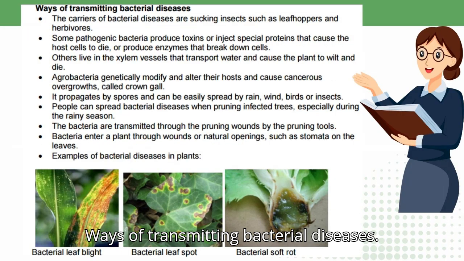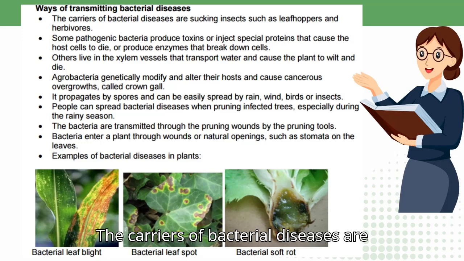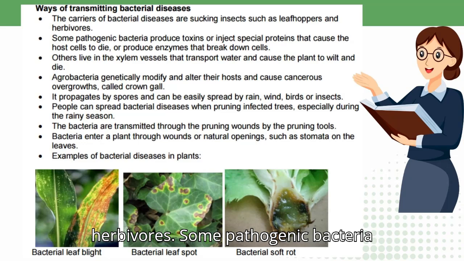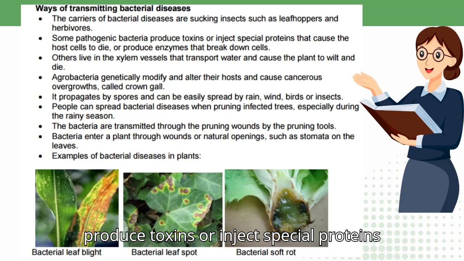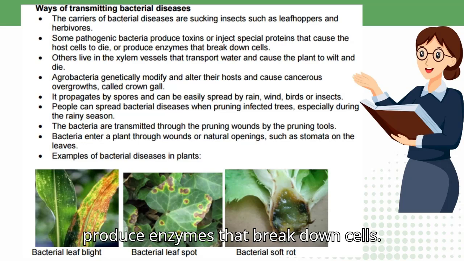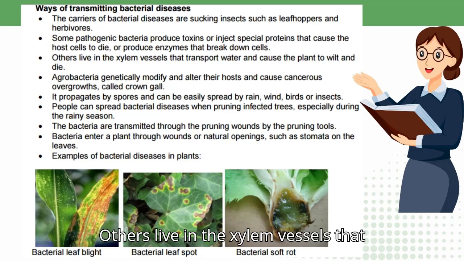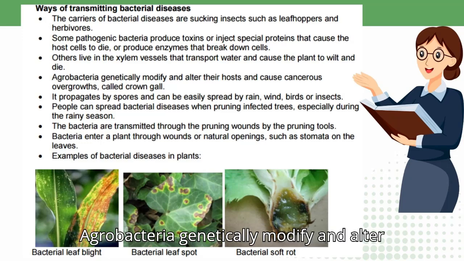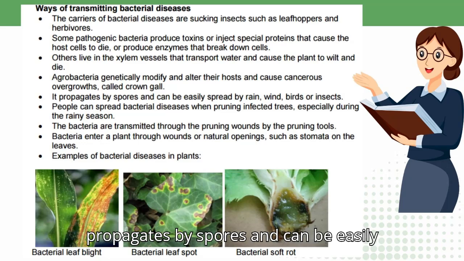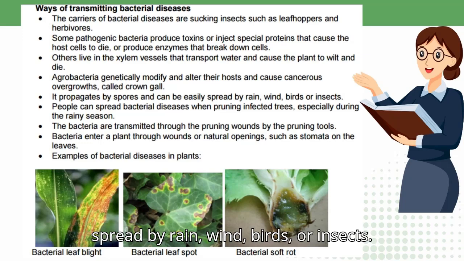Ways of transmitting bacterial diseases. The carriers of bacterial diseases are sucking insects such as leafhoppers and herbivores. Some pathogenic bacteria produce toxins or inject special proteins that cause the host cells to die, or produce enzymes that break down cells. Others live in the xylem vessels that transport water and cause the plant to wilt and die. Agrobacteria genetically modify and alter their host and cause cancerous overgrowths, called crown gall. It propagates by spores and can be easily spread by rain, wind, birds or insects.